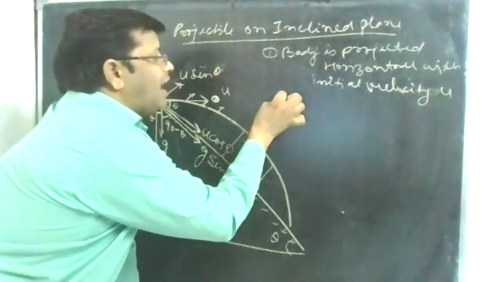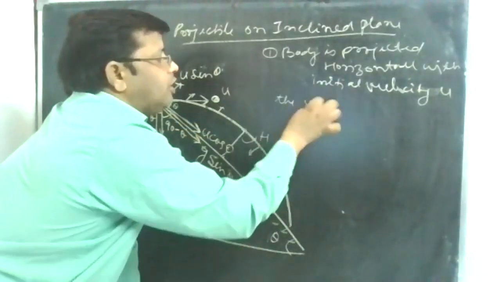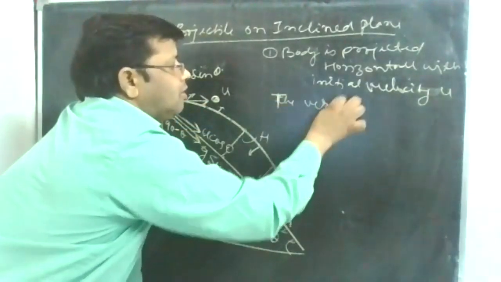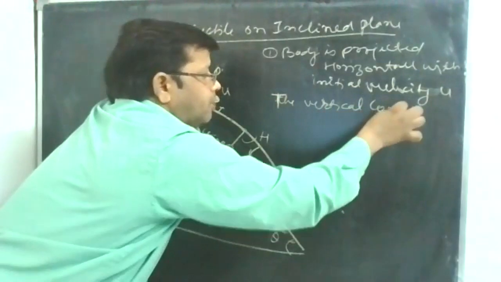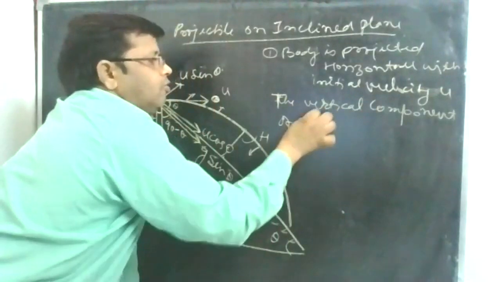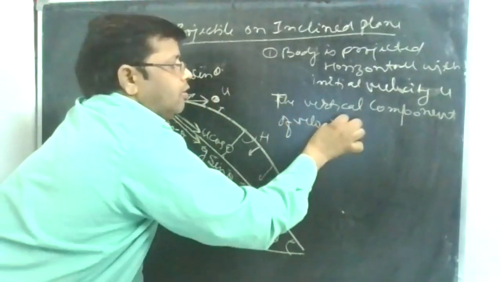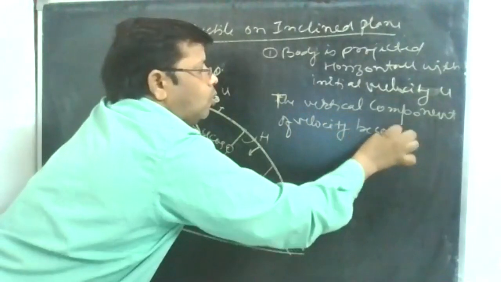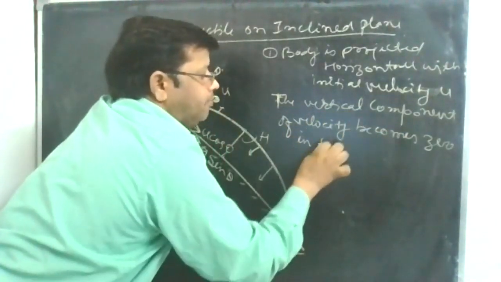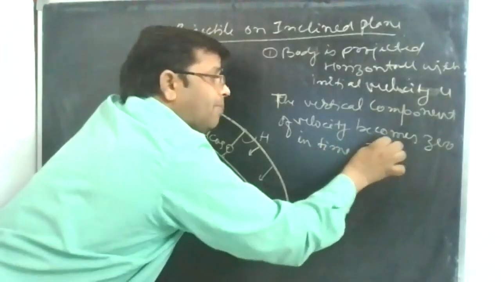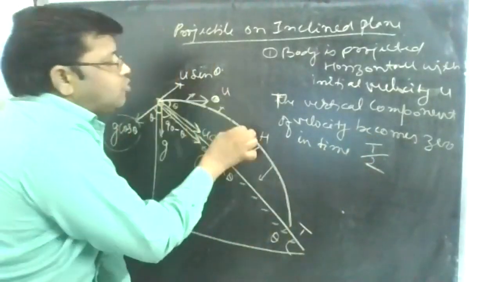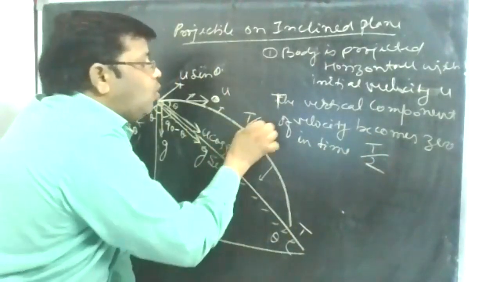So we can say that the vertical component of velocity becomes zero. In what time? During time t by 2. If t is the total time of flight, then when the body reaches maximum height, the time will be t by 2.